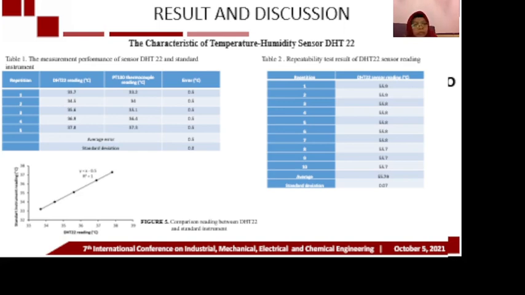In Table 2, the average value of sensor reading from 10 times replication every 30 minutes is 50.79 and the deviation is 0.07.